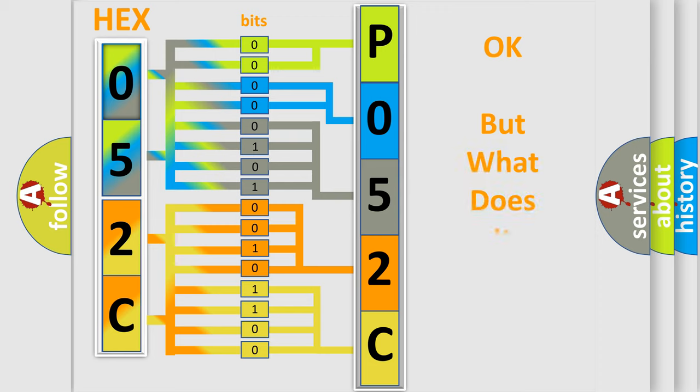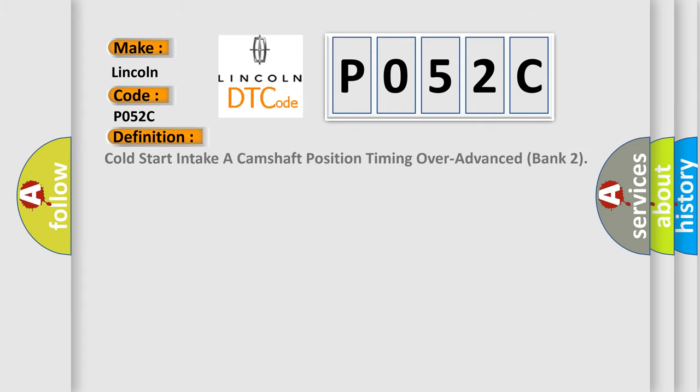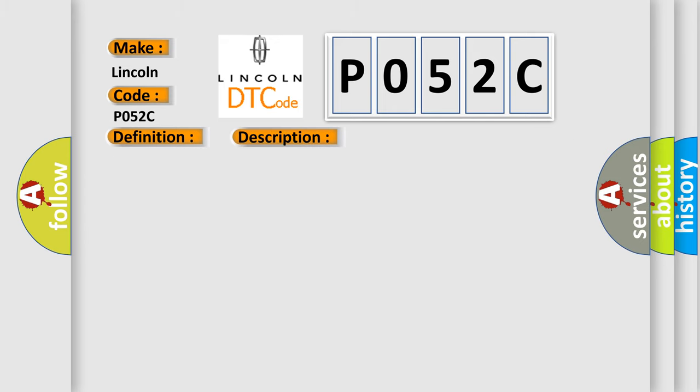The number itself does not make sense to us if we cannot assign information to what it actually expresses. So, what does the Diagnostic Trouble Code P052C interpret specifically for Lincoln vehicles? The basic definition is: cold start intake camshaft position timing over-advanced, bank 2. And now this is a short description of this DTC code.